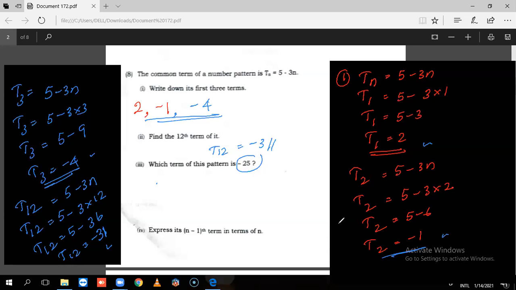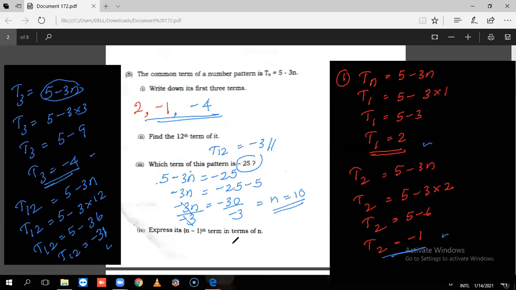Which term of this pattern is minus 25? The general term is this one. Then Tn has been given here. Tn equals minus 25. So you can write here 5 minus 3n equals minus 25. So minus 3n equals minus 25. Borrow this 5 to this side, minus 5. Minus 3n equals minus 30. Divide both sides by minus 3. Answer is n equals 10.